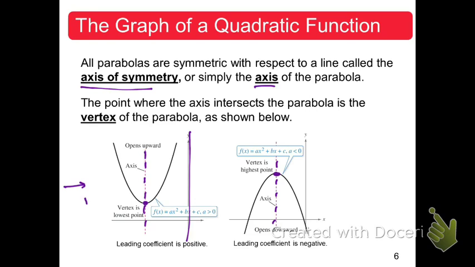Notice in this first graph, we're going to say here that our a sub n, our leading coefficient, is greater than 0. So since it's greater than 0, it's positive. If that a is positive, then we notice our graph opens upwards. Likewise, for this graph, if our a sub n is less than 0, our leading coefficient is now negative. If it is negative, then our graph will open downward.